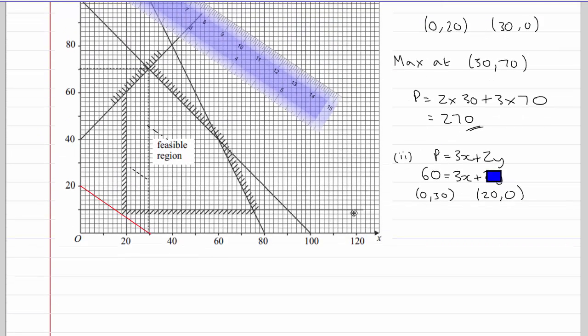Now that we've got our points, we can draw a line again. So we'll call this line objective line 1, just so we can distinguish them. So objective line 2 is going to go from 0, 30 up here, down to 20, 0.